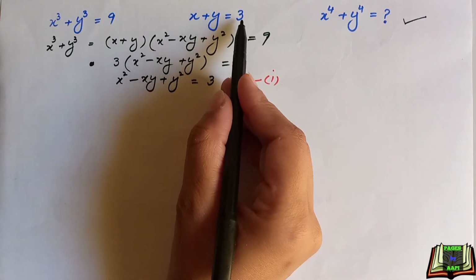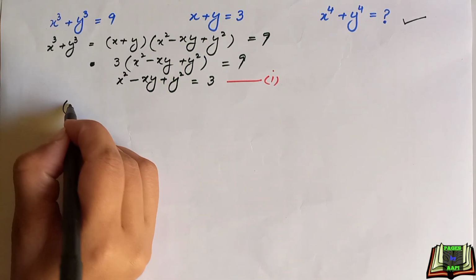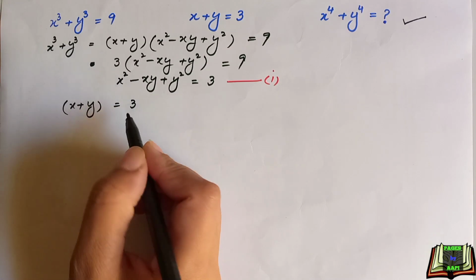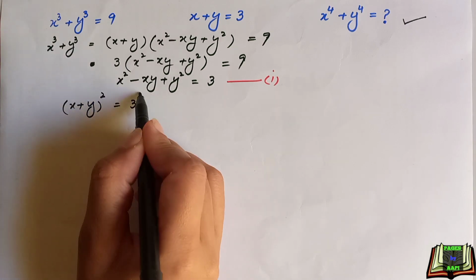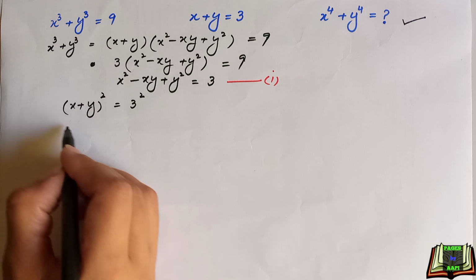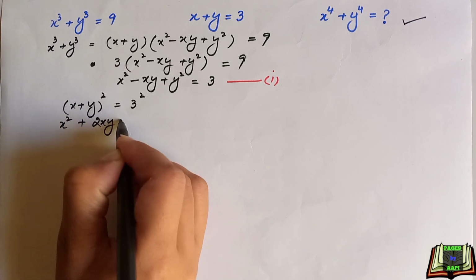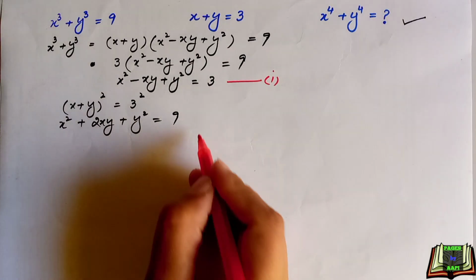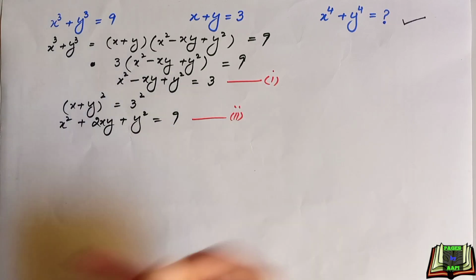We will start working on this equation now. x plus y equals 3. What we will do is take the square of this equation on both sides, means (x plus y) whole square and 3 whole square. What we will get, (x plus y) whole square can be written as x square plus 2xy plus y square, and 3 square means 9. Let's name this equation 2.